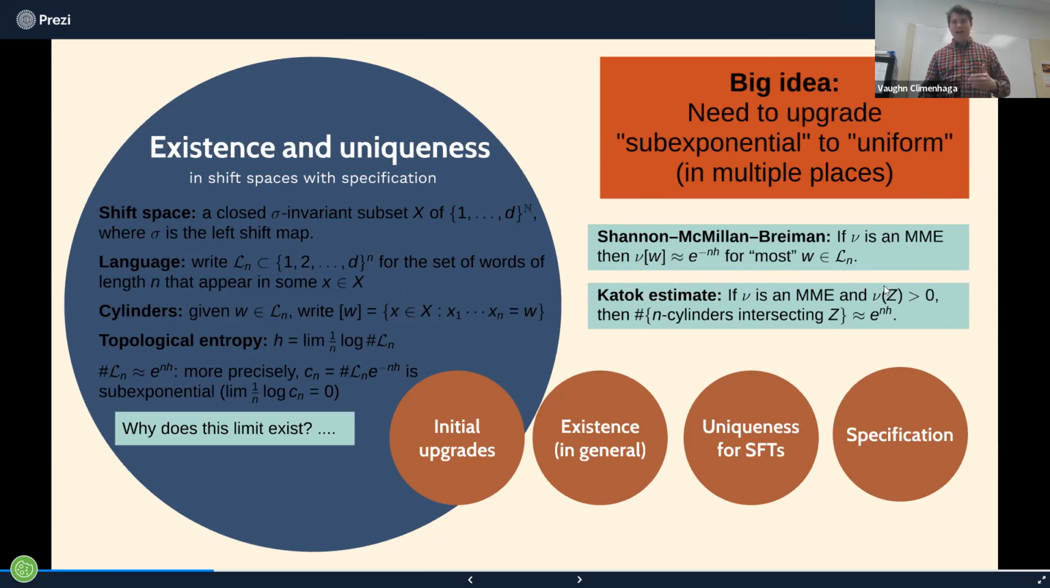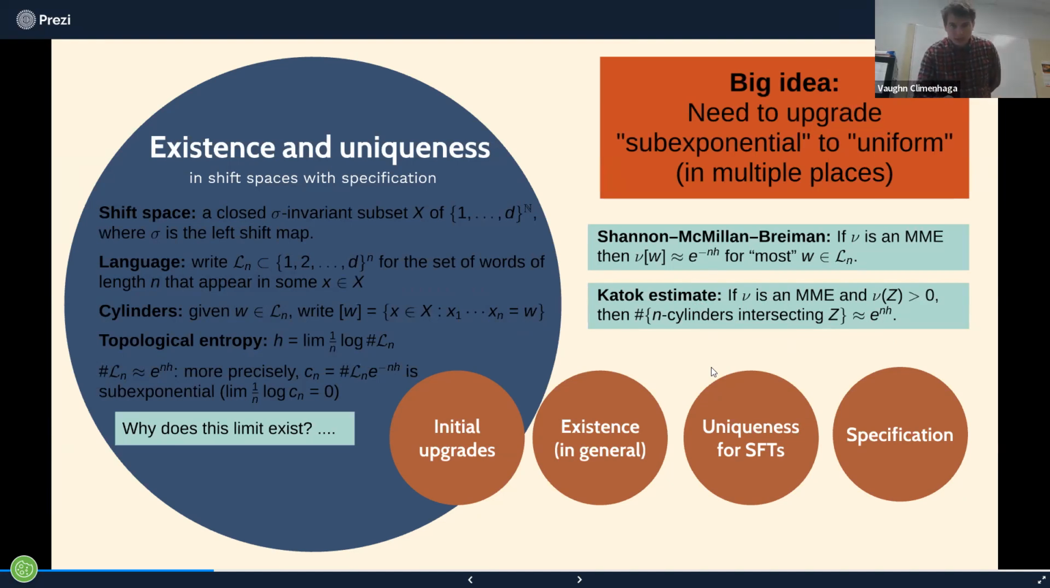which is that if you have some set that has positive measure for a certain MME, and you count how many of the cylinders of length n intersect it, that number has to grow like e to the nh. Again, the actual Katok entropy formula is formulated for general ergodic measures, not necessarily MMEs, but it has this consequence for MMEs. And if you don't understand all the nuances of these two things, don't worry about it. I'm going to formulate stronger versions of them in just a couple minutes.